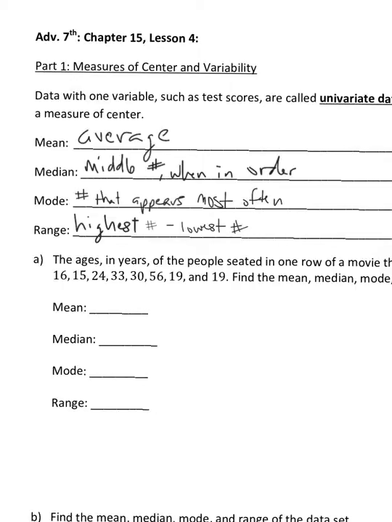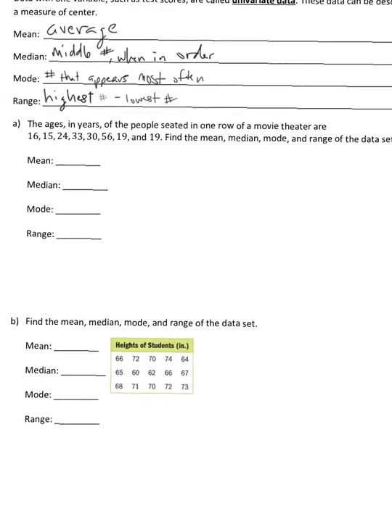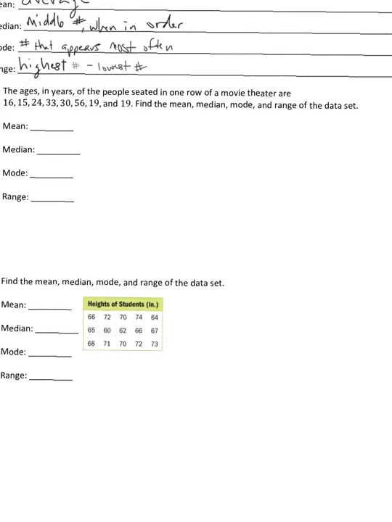Letter A, putting all of that into practice. The ages in years of people seated in one row of a movie theater are 16, 15, 24, 33, 30, 56, 19, and 19. Find the mean, median, mode, and range of the data set, or find the middle values, the measure of the center.